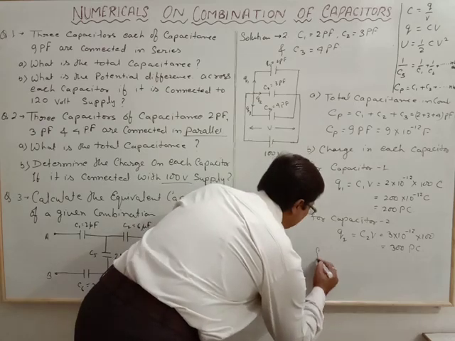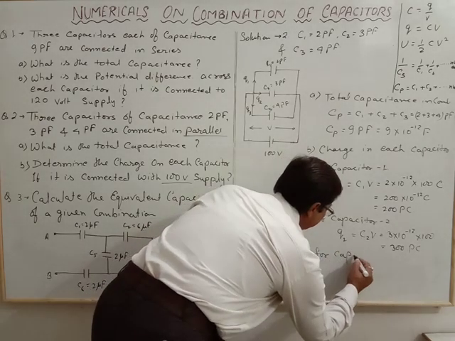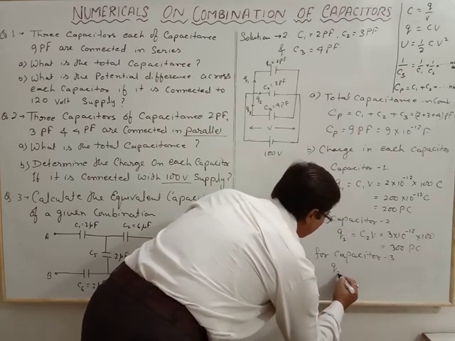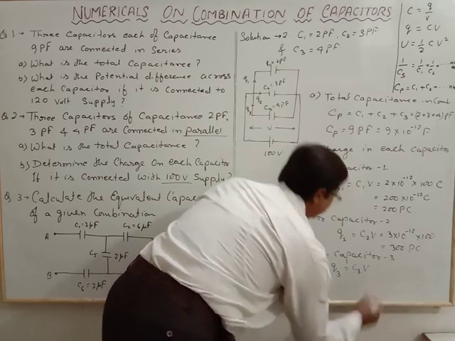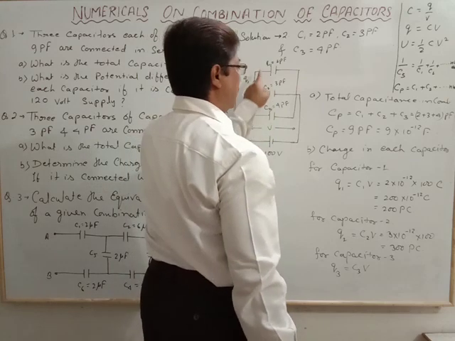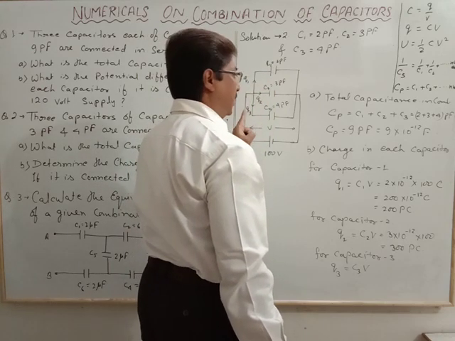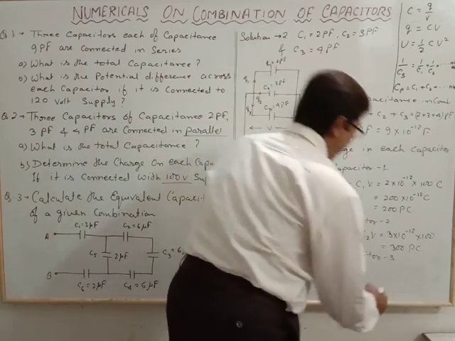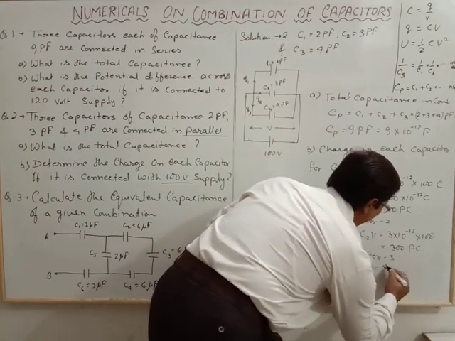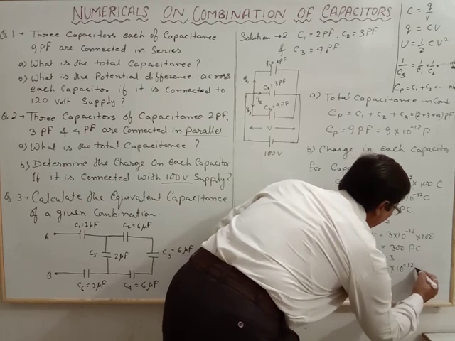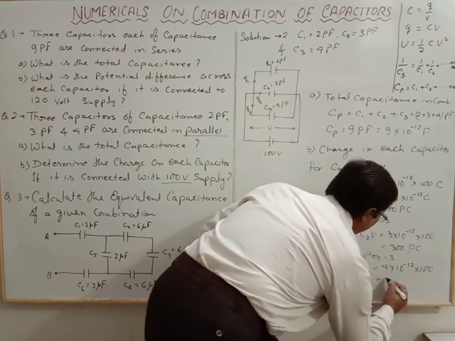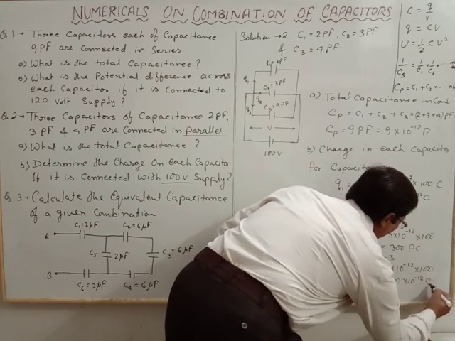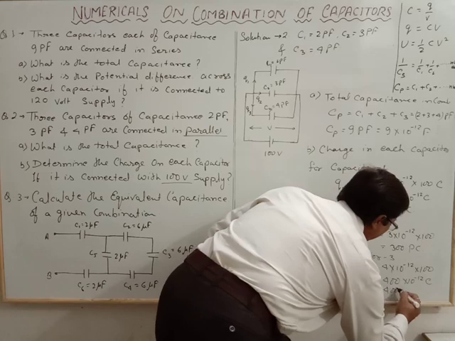Lastly, for capacitor 3, that is Q3 is equal to C3V. Potential is constant for every capacitor in the parallel combination. So charge is divided, and the value of the charge is as we calculate here, that is 4 into 10 to the power minus 12 into 100. That becomes 400 into 10 to the power minus 12 coulomb, or 400 picocoulomb.